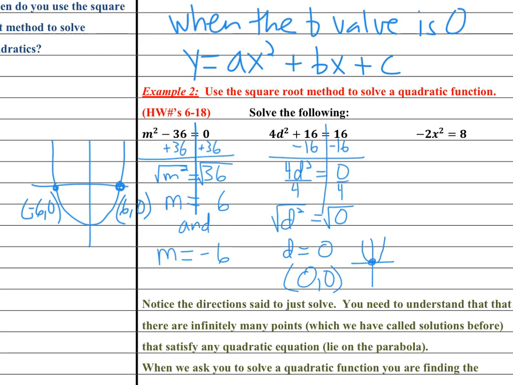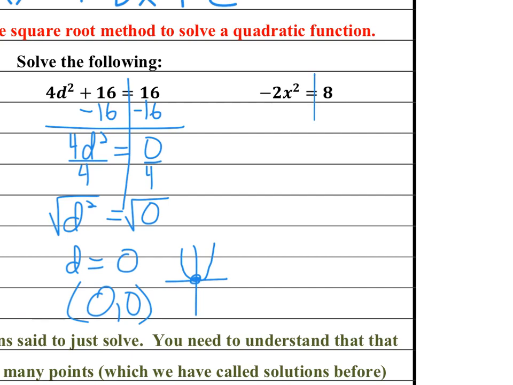So we've got one more. We need to divide this by negative 2 on both sides. So x squared equals negative 4. And we need to do the square root on both sides. So x equals, we don't have an answer to this. If you type this in your calculator, it will say error.